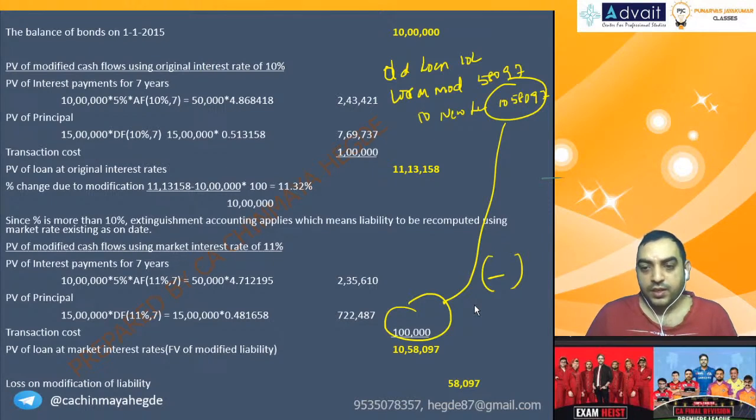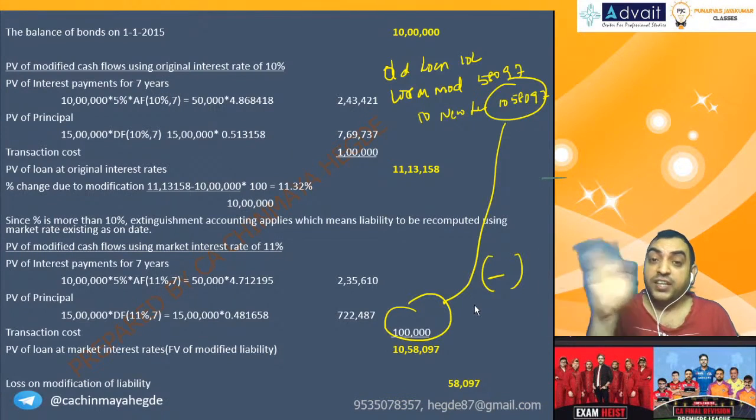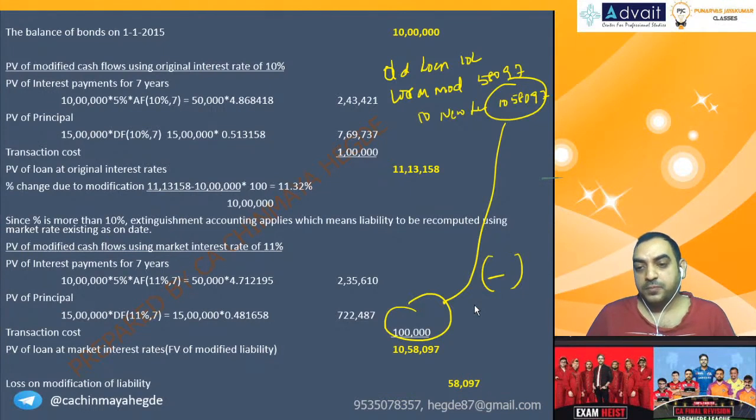If the change due to modification is less than 10%, extinguishment won't apply. So you are not going to replace it with the new loan. New cash flows will happen, and you compute the effective interest rate separately. But you are not going to compute any loss on modification. That won't apply. If it is less than 10%, extinguishment accounting doesn't apply.